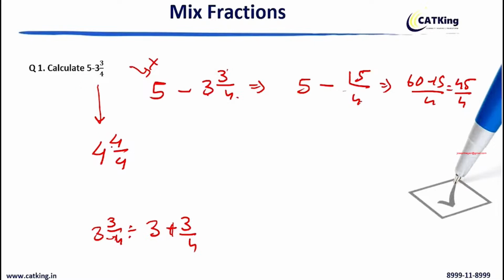So I can write 5 as 4 whole 4 by 4. Why? This will be 4 plus 4 by 4, which is 1. That is 5. Right? Minus 3 whole 3 by 4. What is 4 minus 3? 1. So the answer is 1 whole 1 by 4.